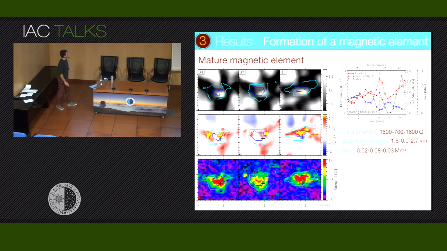Then we can continue with the evolution of these magnetic elements. And we find that the field strength decreases and then intensifies again. This can also be observed in the evolution of the field strength here. When the field strength decreases, the line of sight velocity, the downflow, decreases. We reach almost zero values, and then during the second intensification phase, again, the downflow increases.